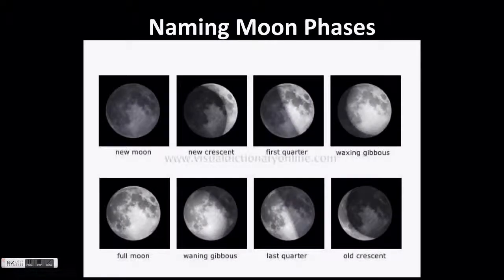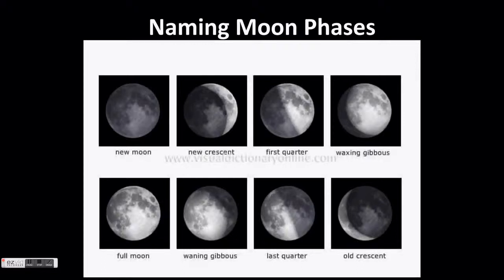Naming moon phases is easy. When we see no light covering the moon, it is called a new moon. And when we see the whole moon covered in light, it is called a full moon. Gibbous means more than half of the moon is bathed in light. Crescent means less than half of the moon is bathed in light.